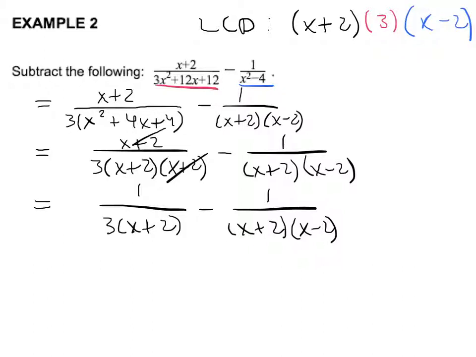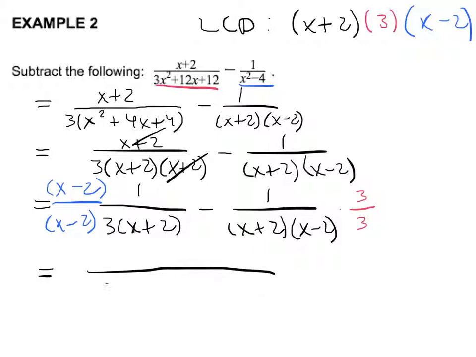So for our first expression, we want to multiply top and bottom by what's in blue, x minus 2 over x minus 2. And our second expression gets multiplied top and bottom by what's in red, so 3 over 3. So we can go ahead and multiply these out. Our least common denominator will be 3(x plus 2)(x minus 2).